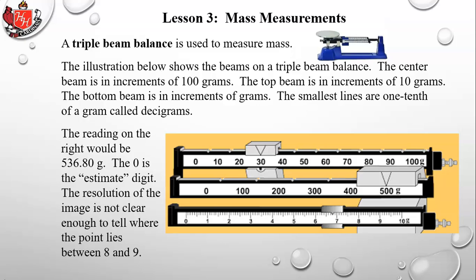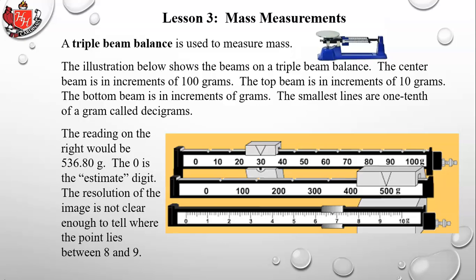The top beam tells us that we're at 30. So 500 plus 30, we're at 530. Then the bottom one tells us we're at 6, somewhere between 6 and 7. So we're at 536 point something. And we're going to say that it's exactly on the 8th little mark between the 6 and the 7. So that would be 536.8.